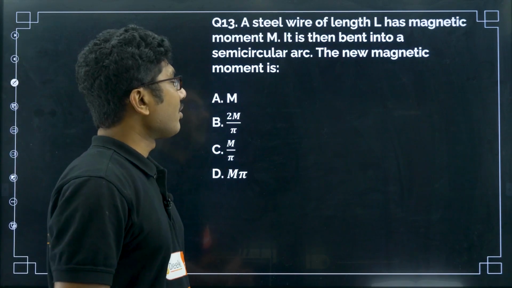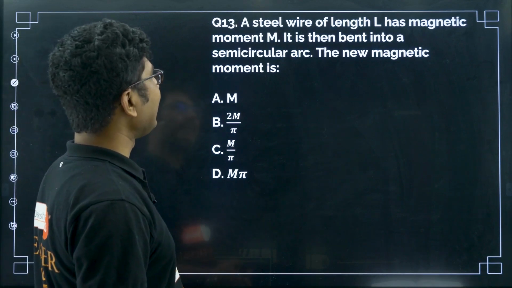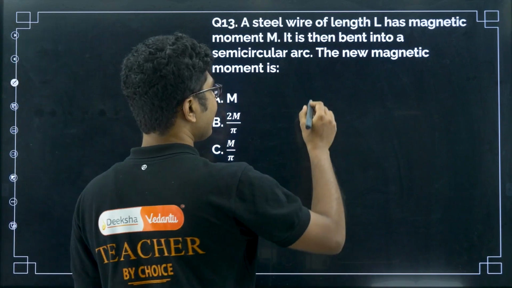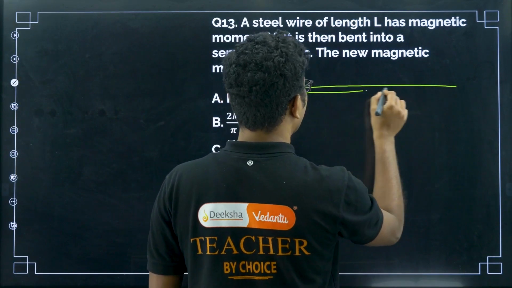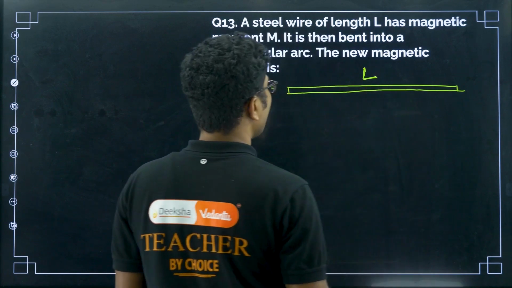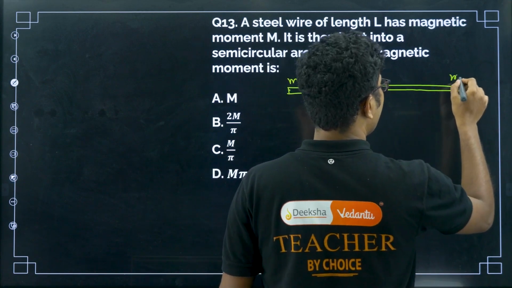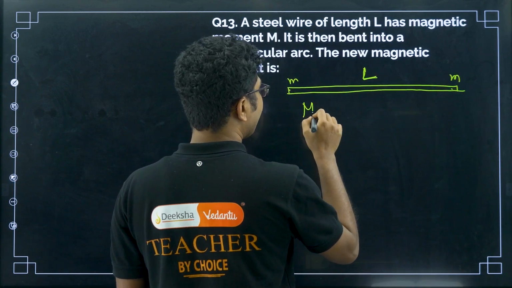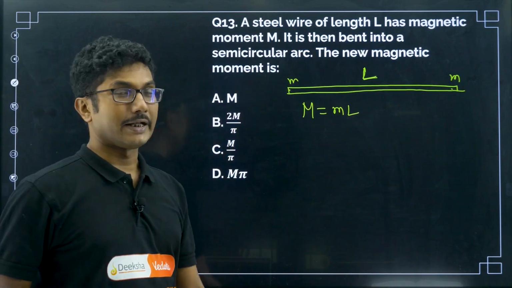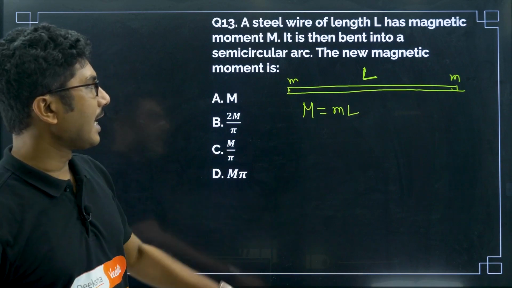Now, a steel wire of length L has a magnetic moment M. It is then bent into a semicircular arc. The new magnetic moment is? A very interesting question. So initially the length of the wire is L. Suppose the pole strength at this point is m, and at this point is m. So initially the magnetic moment is m times L, right? The strength of any pole times the distance between the poles. So that is the dipole moment.